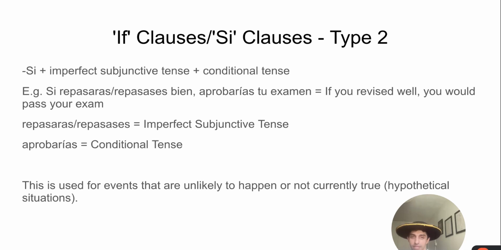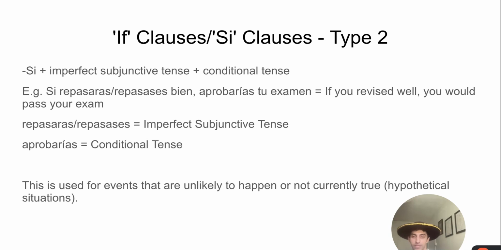Okay, so this particular C clause number 2 is used for events that are unlikely to happen or not currently true. If you're saying this to somebody, if you revised well, you would pass your exam, that means that you think it's unlikely that they're actually going to pass their exam. And that's the instance when you'd use this kind of C clause.